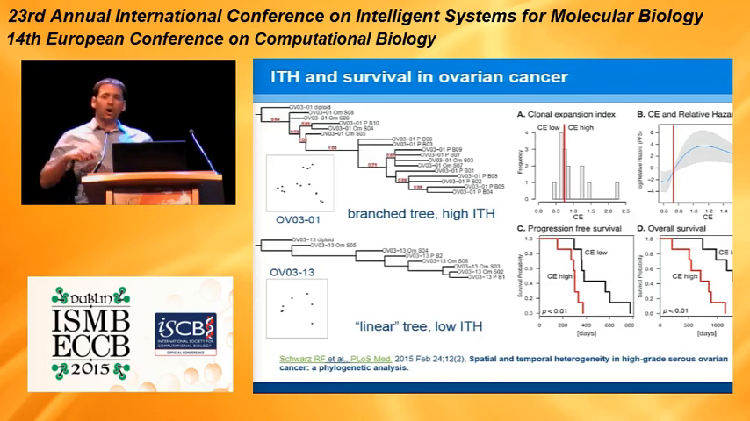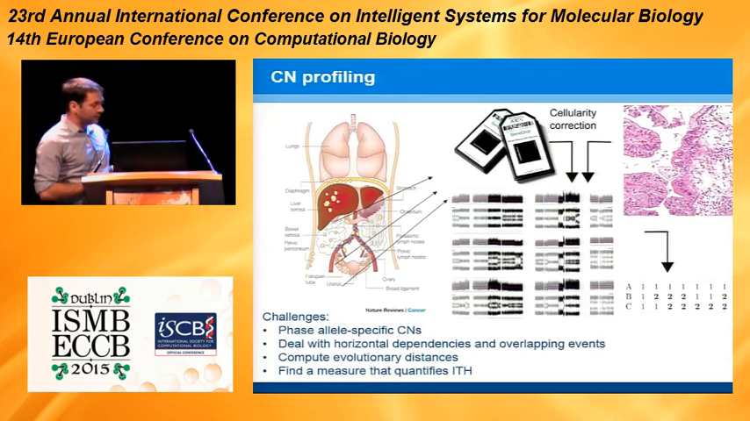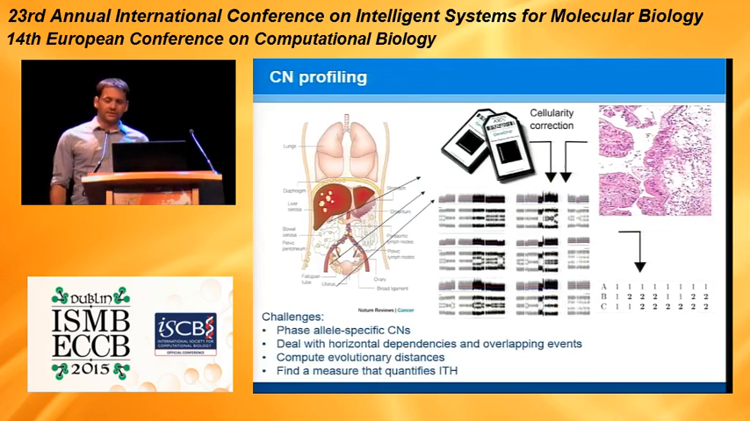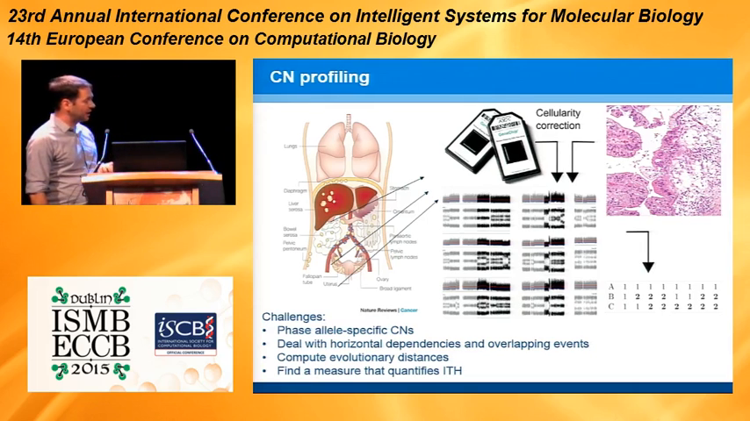But this was all based on evolutionary changes purely based on copy numbers. We also performed sequencing, but we didn't take the point mutations into account when reconstructing these trees. Now, I want to talk a little bit more about our recent advances in the copy number phylogeny area and what the particular challenges are.